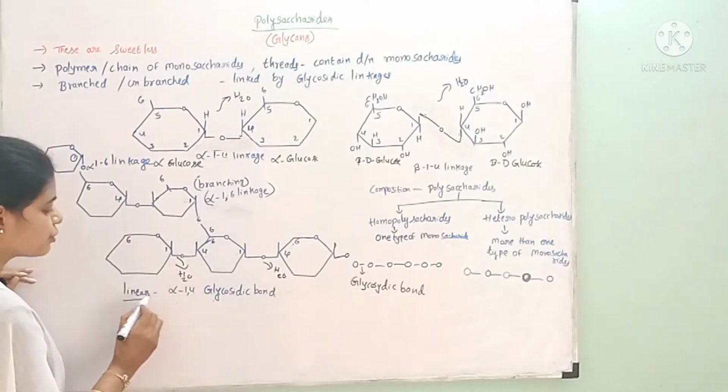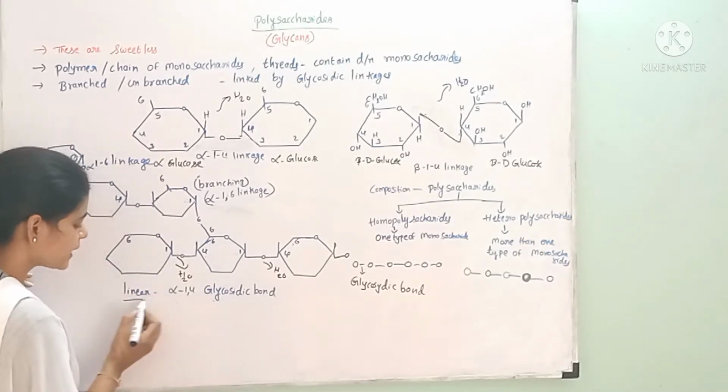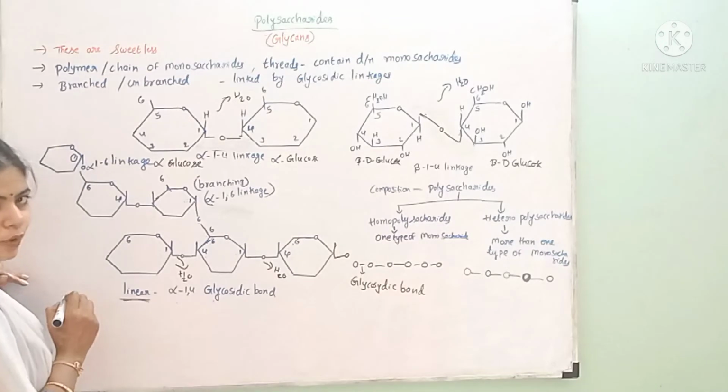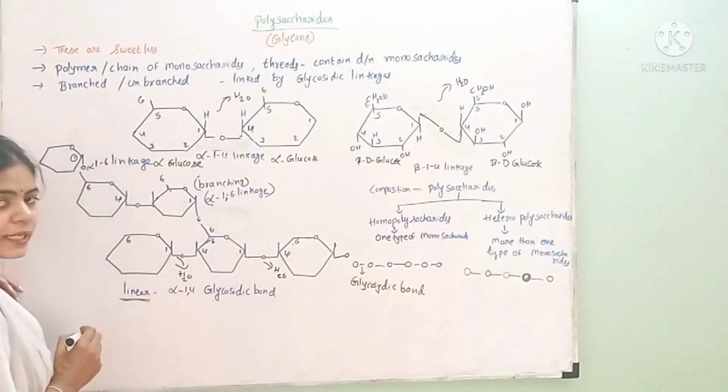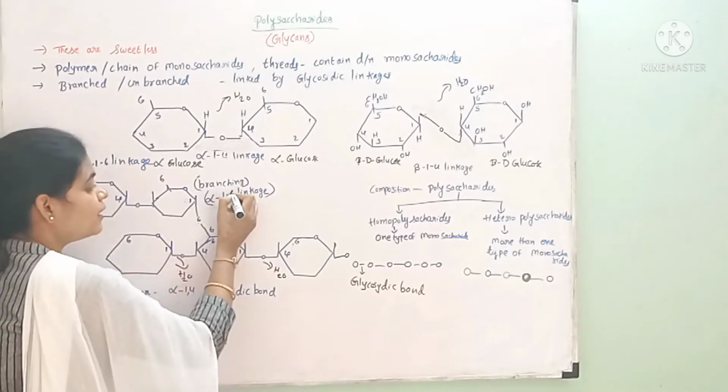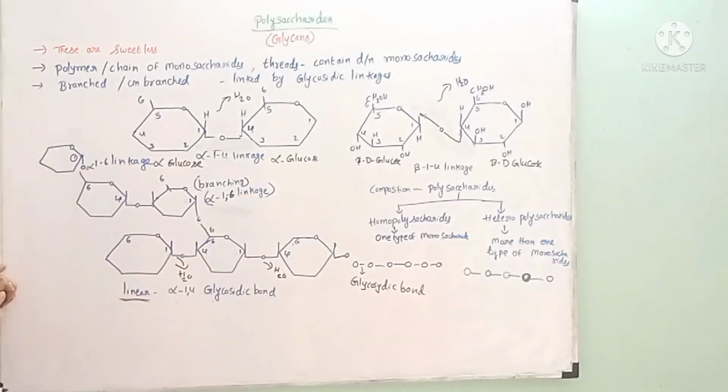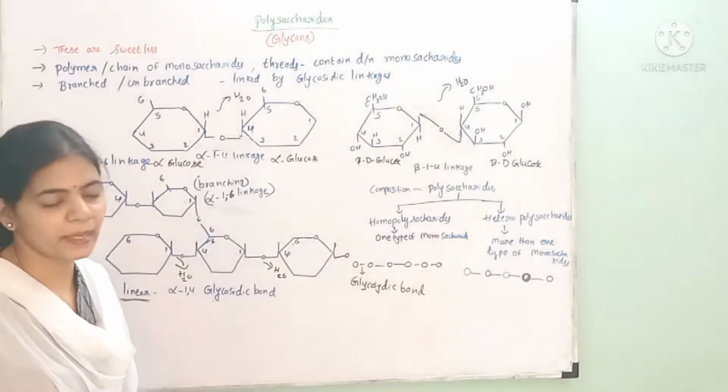And here we need to know, alpha 1,4 glycosidic linkage occurs in the linear polysaccharides. In the branching structures, what type of linkage do we need to remember? Alpha 1,6 linkage. Like this, some of the polysaccharides may exhibit a branching pattern.